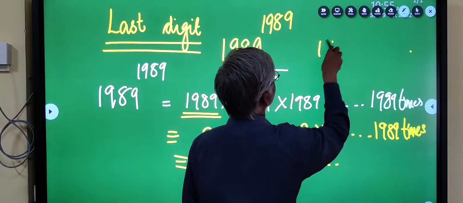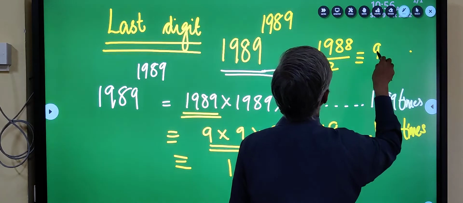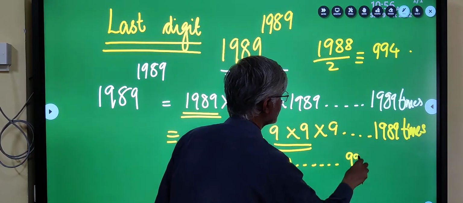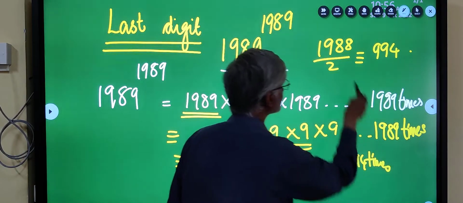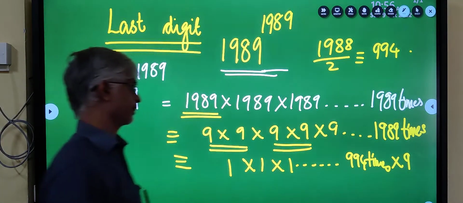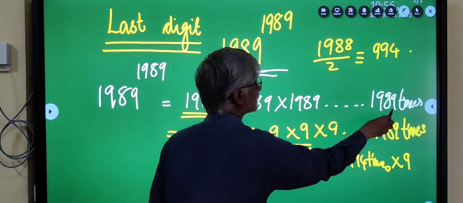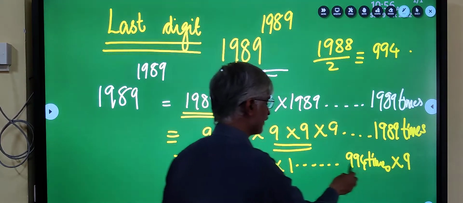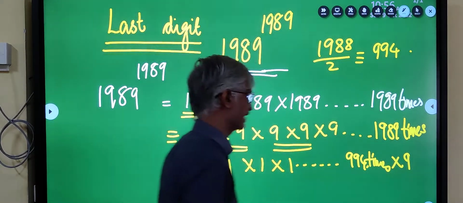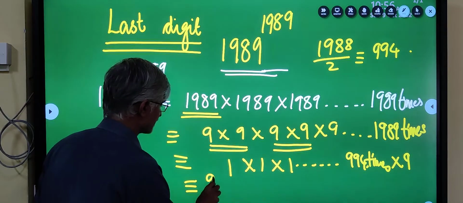How many times? Okay, let me just divide 1988 by 2. How much is this? 2 9s are 18, 2 9s are 18, 2. So 994 times. But we'll still have 1 9 left over. So 1 into 1 into 1 into 1, 994 times, but since 1989 is an odd number, we have 1 9 left after making 994 pairs. So 1 9 left, we leave it as 9. But now the answer clearly is 1 into 1 into 1 into 1 into 9, which is 9.